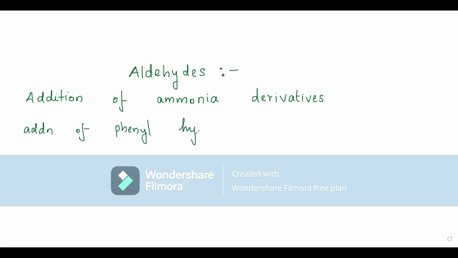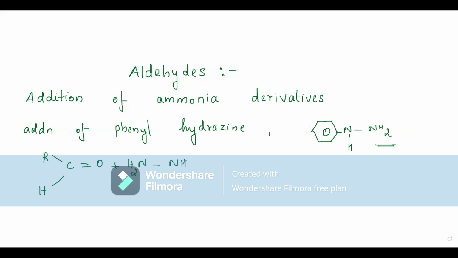phenylhydrazine. Now, phenylhydrazine's structure is a benzene ring, that phenyl group, and NH2. This is phenylhydrazine. Now, treat this with an aldehyde, RCHO, and this NH2. This H2 is what we are removing. So let us write NH2, NH, and the ring C6H5, phenylhydrazine.